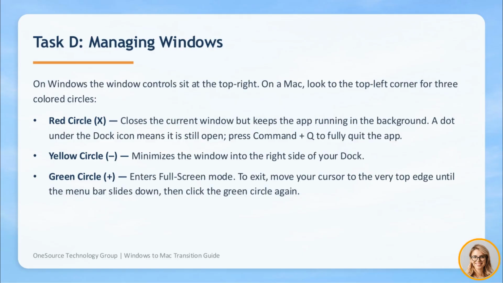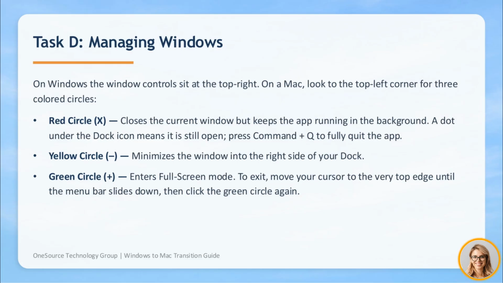The yellow circle, marked with a minus sign, minimizes the window, sending it to the right side of your dock. Finally, the green circle, with a plus sign, enters full screen mode. To exit full screen, move your cursor to the very top edge until the menu bar slides down, then click the green circle again.